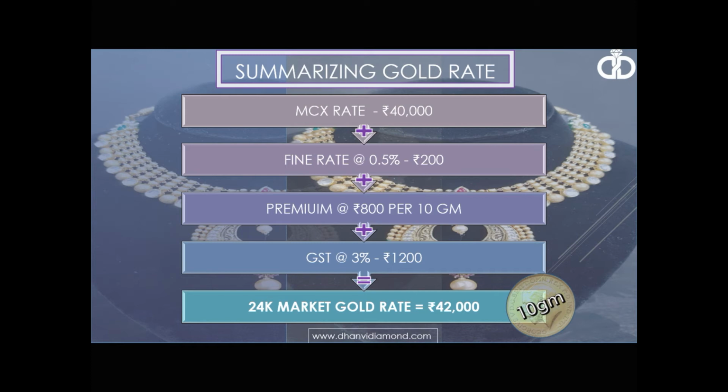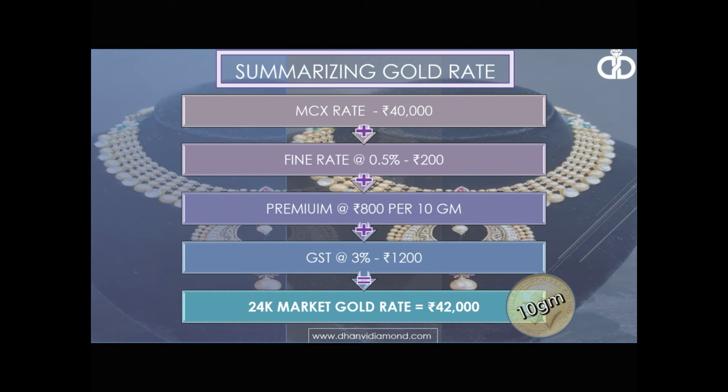So we'll add 800 to it and then we'll add GST 3% over it. That will be around 1200. So the total will come to approximately 42,000. In this, I have not added GST on premium or fine rate, for the ease of calculation. GST is always added at the end. So whatever the final rate is, we'll add GST over that price. So this is how we derive the 24 karat market gold rate.